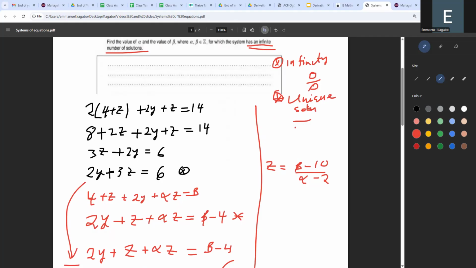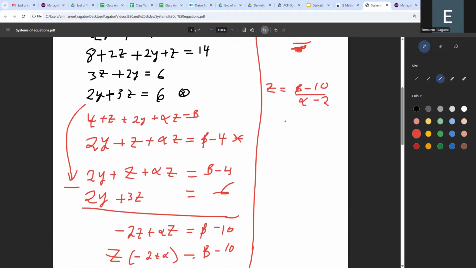So for no solution, did you hear what I said? For a unique solution, the denominator should not be equal to 0. For no solution, the denominator will be equal to 0. Did you hear what I said? So there are 3 key scenarios.